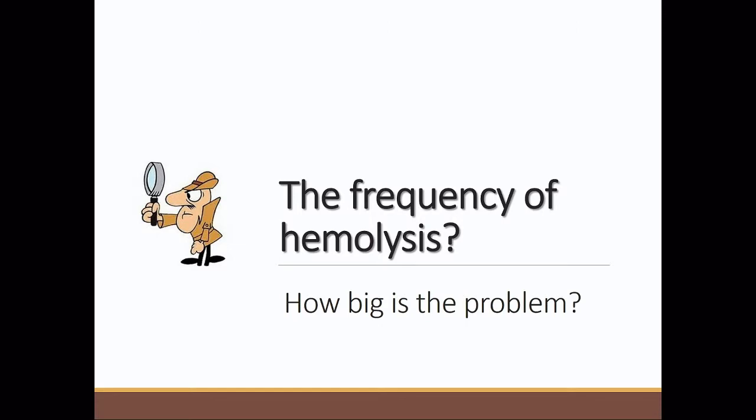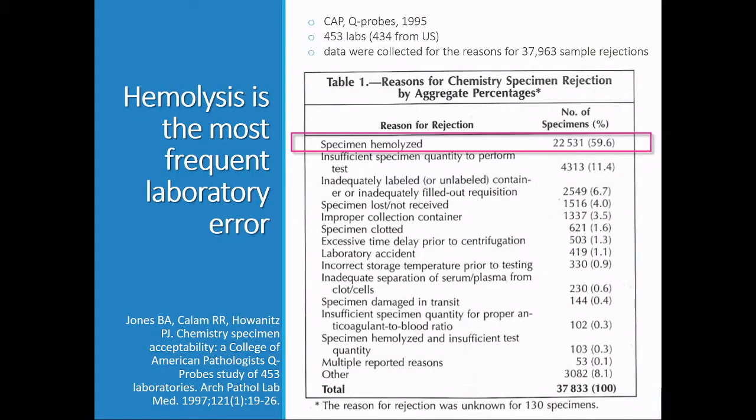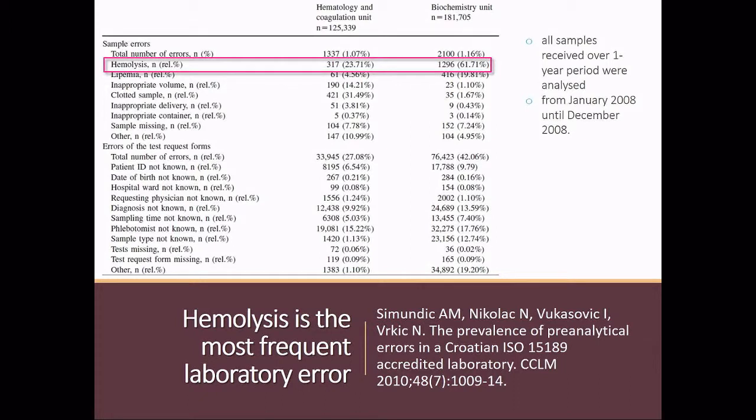How big is really the problem? Well, hemolysis is the most common cause for sample rejection, and it has been estimated by this CAP survey back in 1995 that hemolysis accounts for 60% of sample rejection when we talk about chemistry samples, of course. And this has been reconfirmed by a number of studies, and this one is just one of them done in my lab by my group.